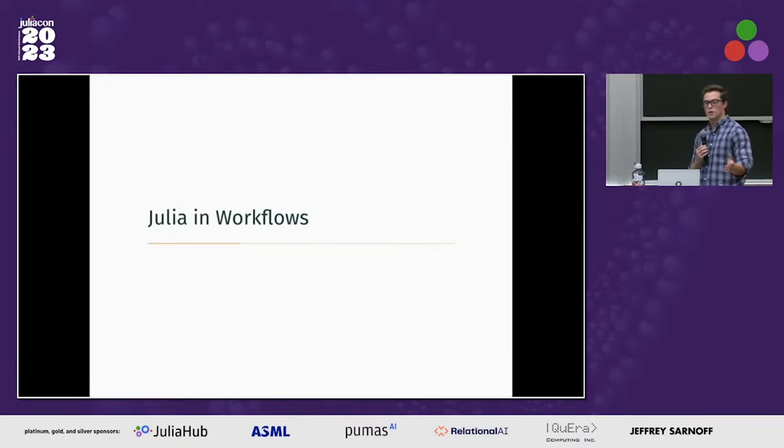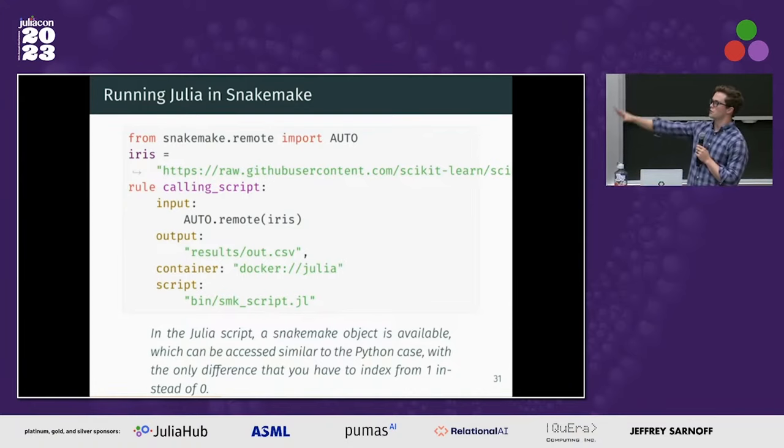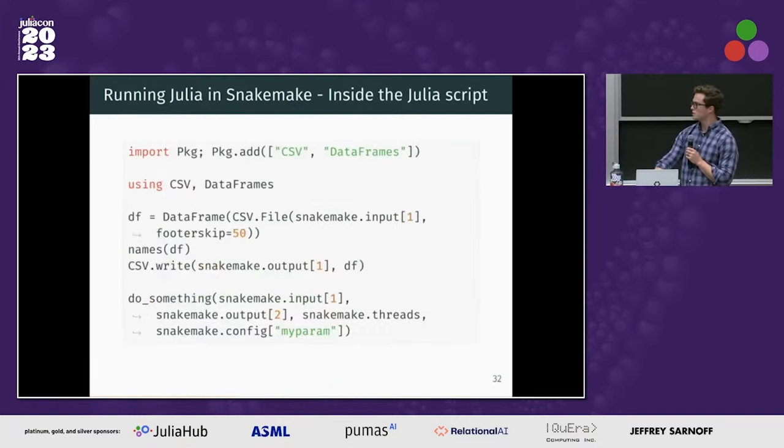So in bioinformatics, it's very common to use workflow managers. So let's talk about those for a moment and the Julia experience in that. Let's start out with Snakemake. I'd seen this for many years, that it had the option to run a Julia script, and then finally actually used it. So this is just pulling in the IRS data set up there with the remote. And then you have your input from that, your output, which is just going to be CSV. And then we're using the Julia Docker container for this as well. And then this is just a Snakemake script for that. The interesting part is you can then access this Snakemake object inside of your script on those.